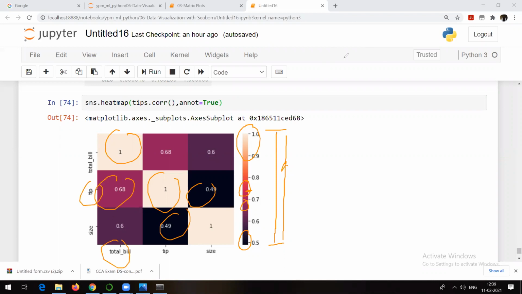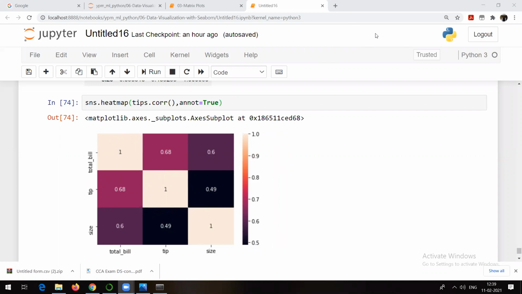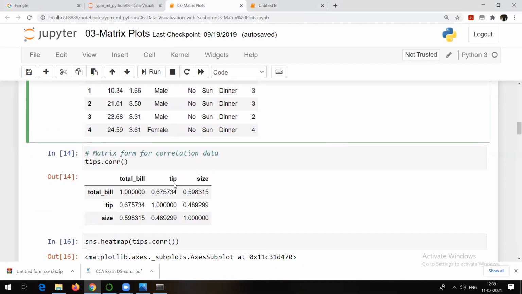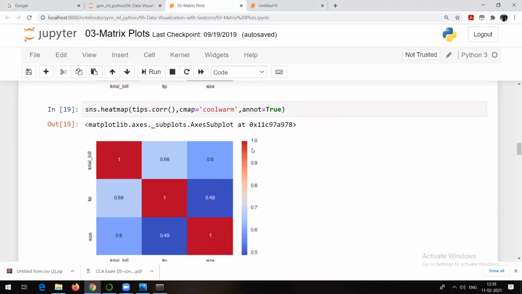So if you want to understand how much one column is dependent on another column, you can make use of the heat map command. Okay, it is nothing but a part of a matrix process. So this is what is actually shown here: correlation, annotation.